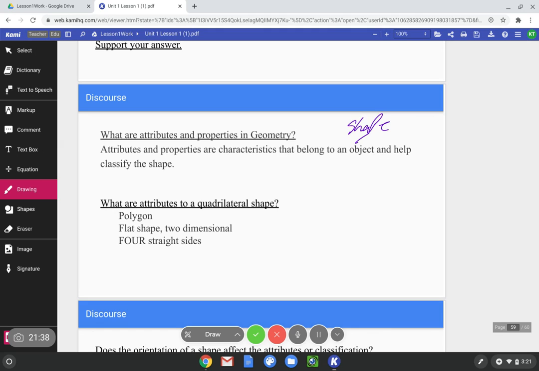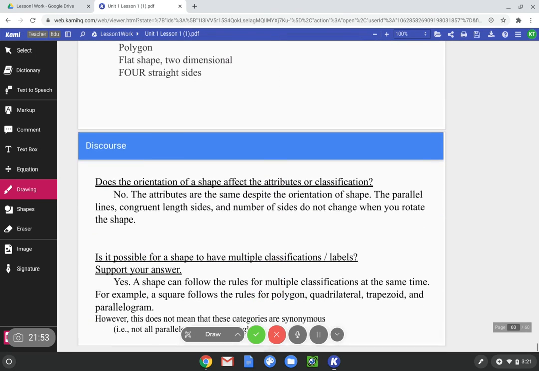What are attributes of a quadrilateral shape? Well, a quadrilateral shape is in the polygon family because it has at least three sides. It is two-dimensional, and a quadrilateral has four straight sides. Let's move on to the next.